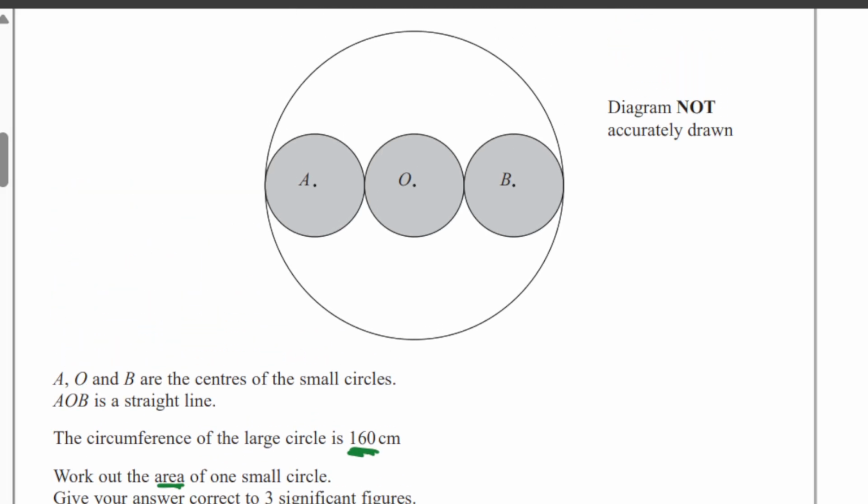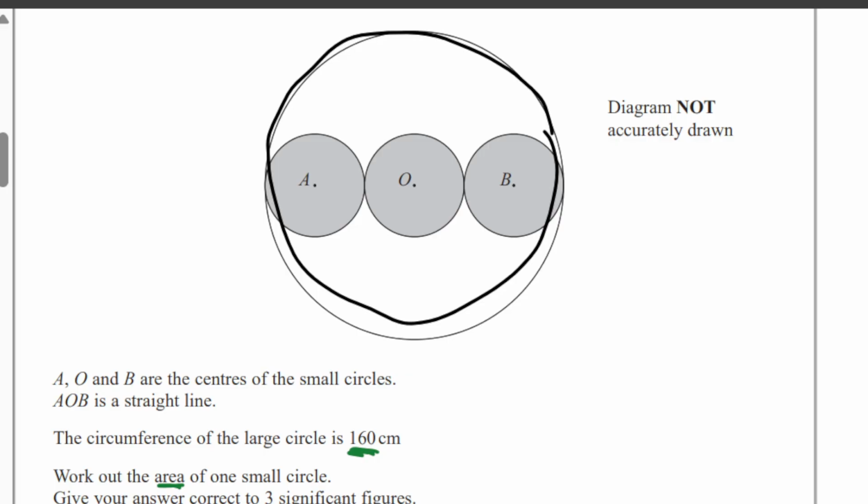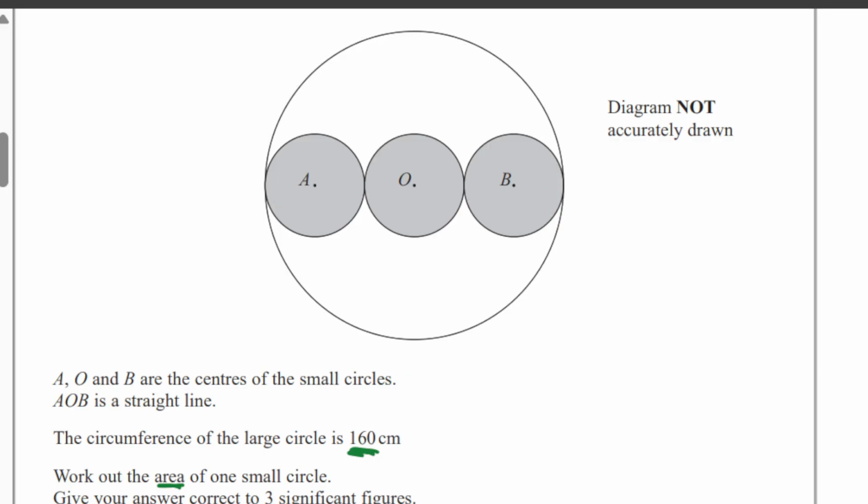So let's do the question. The circumference of the large circle here is 160. The circumference is pi times the diameter, or it's 2 pi r. It's up to you. I would love to use pi d instead of 2 pi r. Now, pi d is 160.